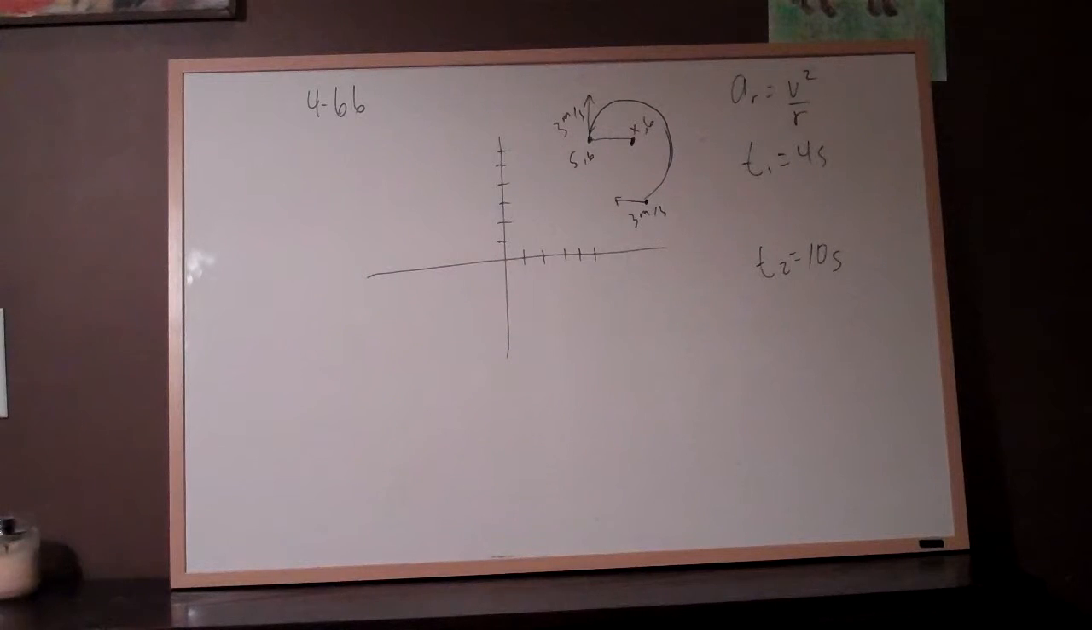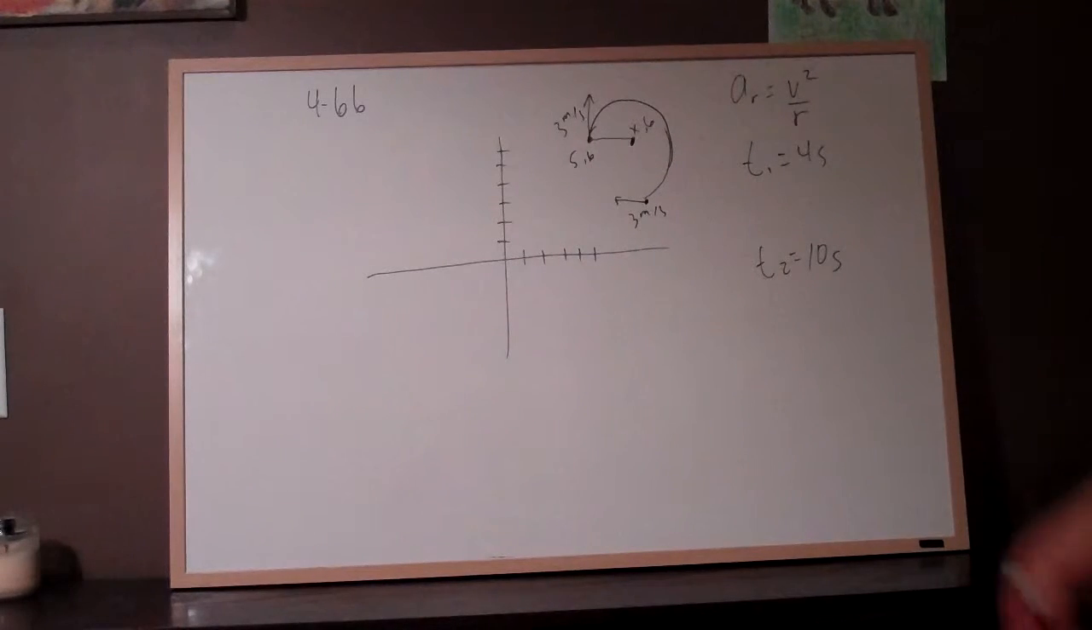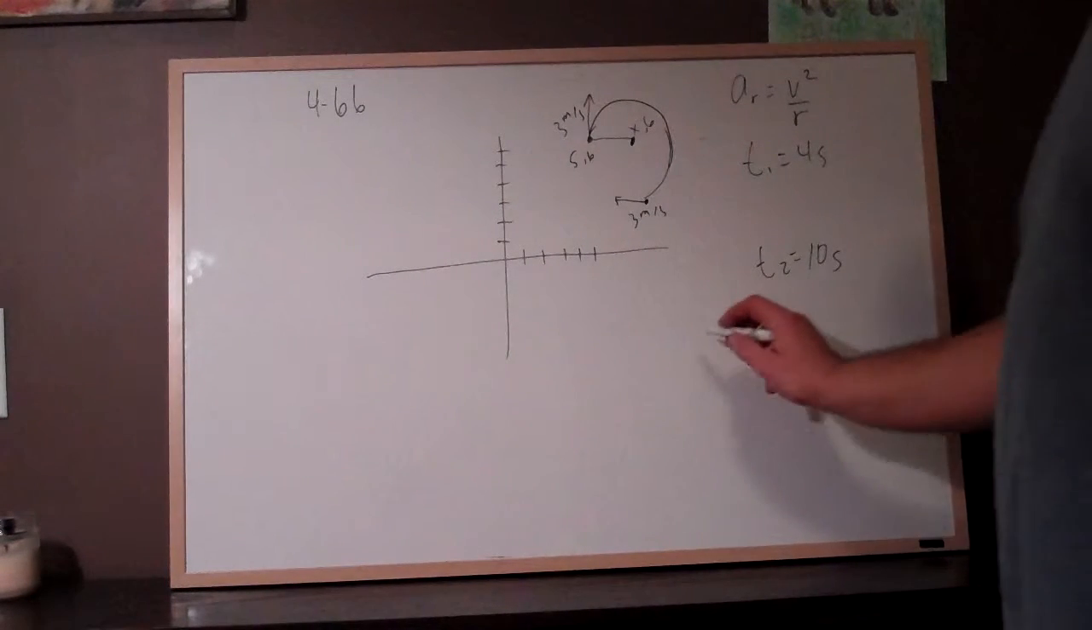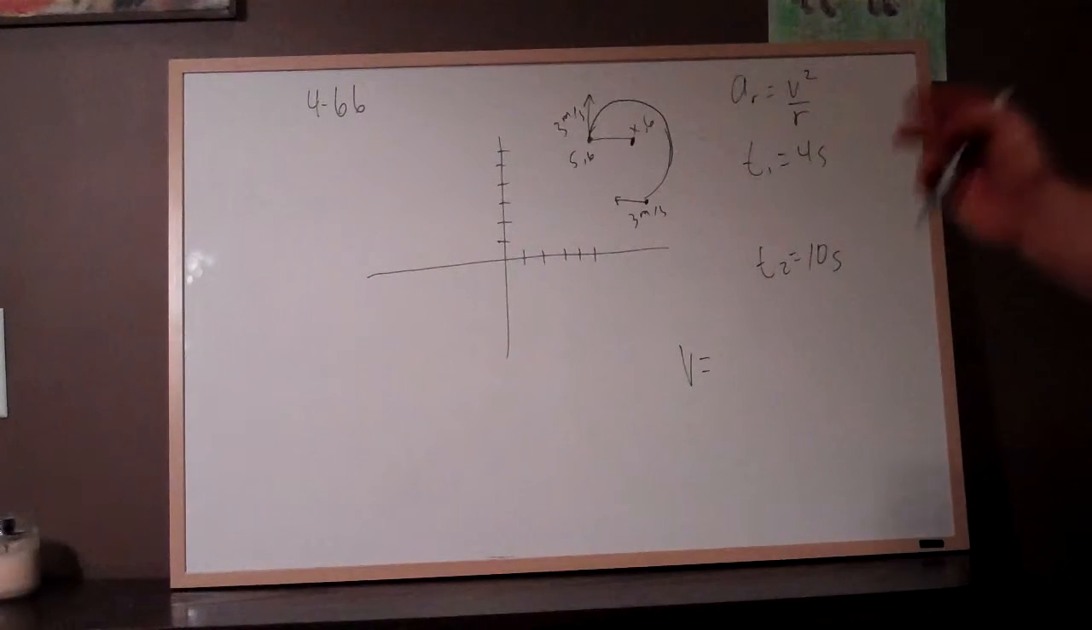Good, so if I can find the radius, I think I can go back and figure out what this x part is of the center. And I think I can get the radius by looking at the speed. The speed is 3 meters per second. And I can use this. 3 meters per second, that's the magnitude of the velocity, the speed.